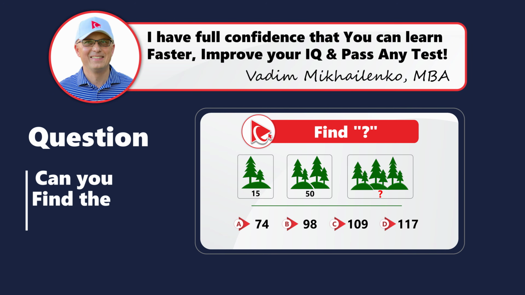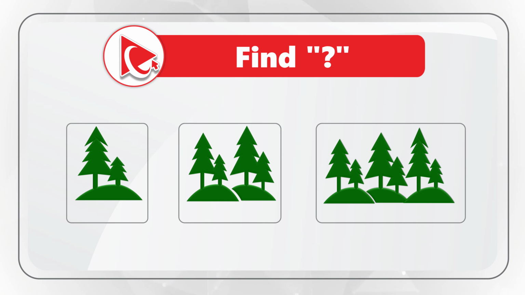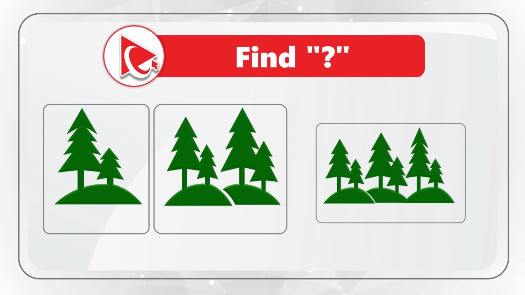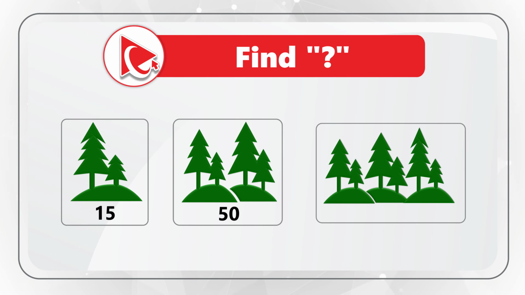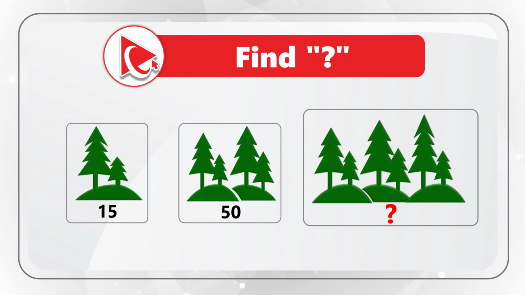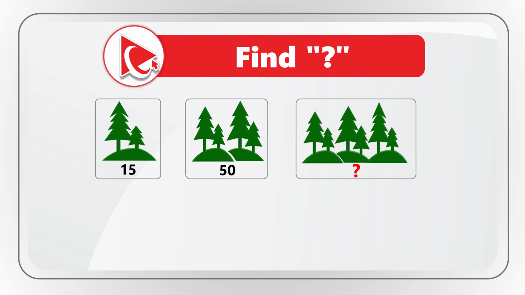Here's a tricky problem which you might find challenging to solve. You're presented with 3 images and you need to find the missing number. All 3 images have berms and evergreen trees on top of the berms. First 2 of the images have numbers 15 and 50 at the bottom, and the third image is missing the number and instead has a question mark, which you need to calculate and select out of 4 possible choices.